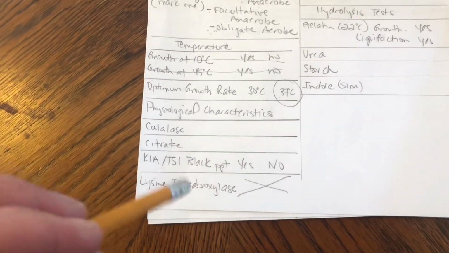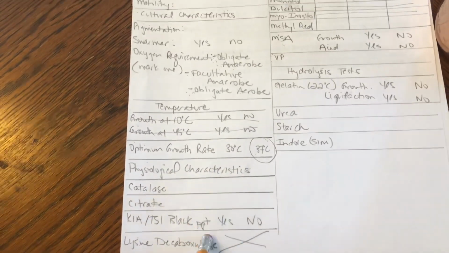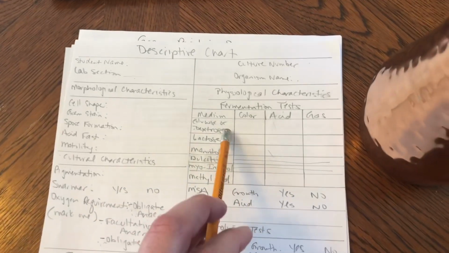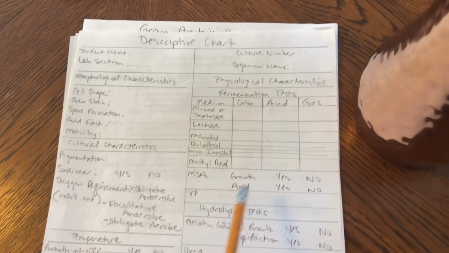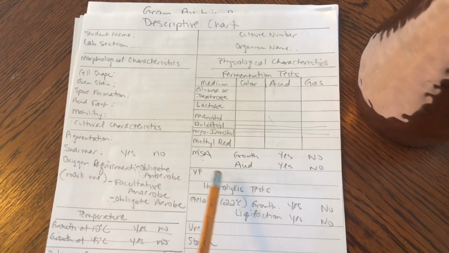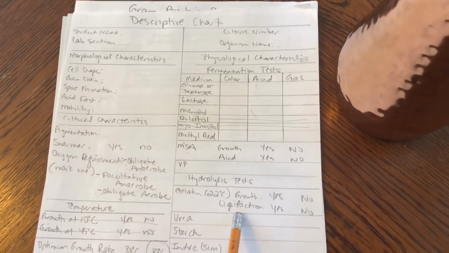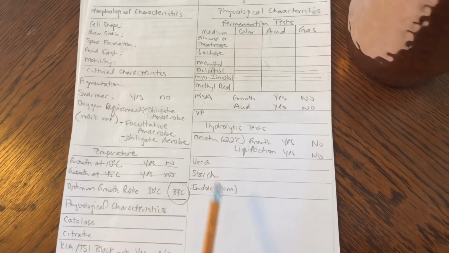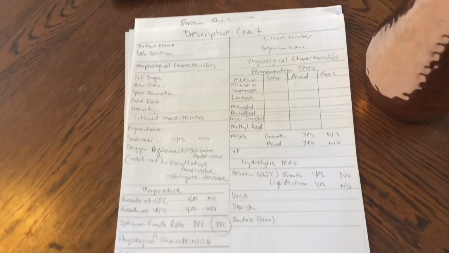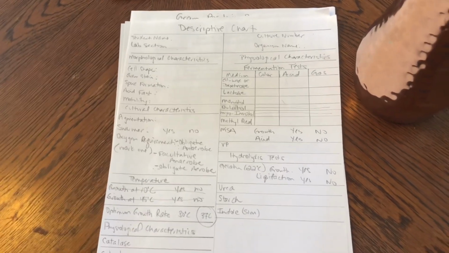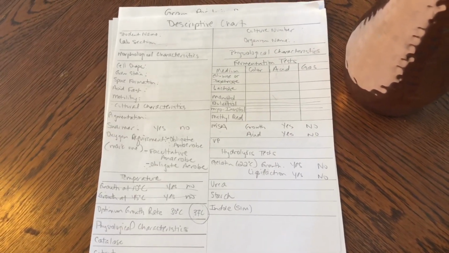And then everything else, I didn't put any test results here, but you all should have all of this filled out. Again, all of this filled out minus the dulcitol or the myo-inositol. You can cross those out. You should have MSA filled out, VP, gelatin, growth, and liquefaction. You should have urea, starch, and iodine filled out. So once you have all that information, then we can move on to how to do the unknown report, which is what we're going to do next.